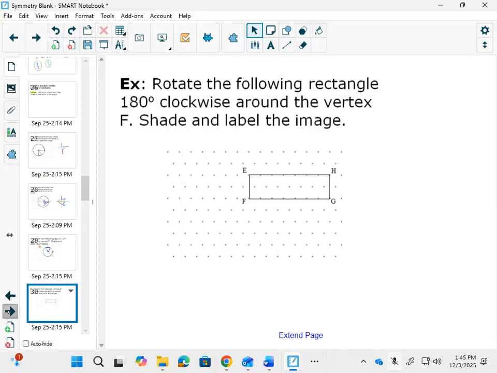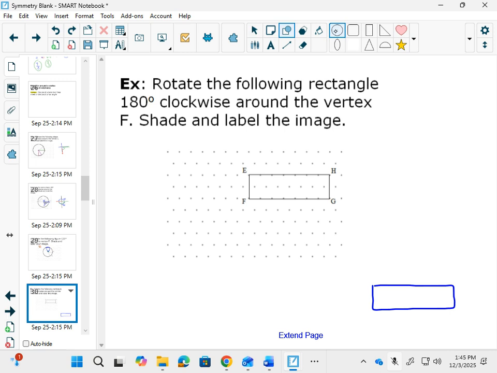So this one I want you to try on your own. I'm going to put up the answer in a bit, but I'm going to draw it out. I'm going to get everything set up while you're doing it on your own. Okay, give that a shot, guys. F is this bottom corner. Try that one out. Give it a try.